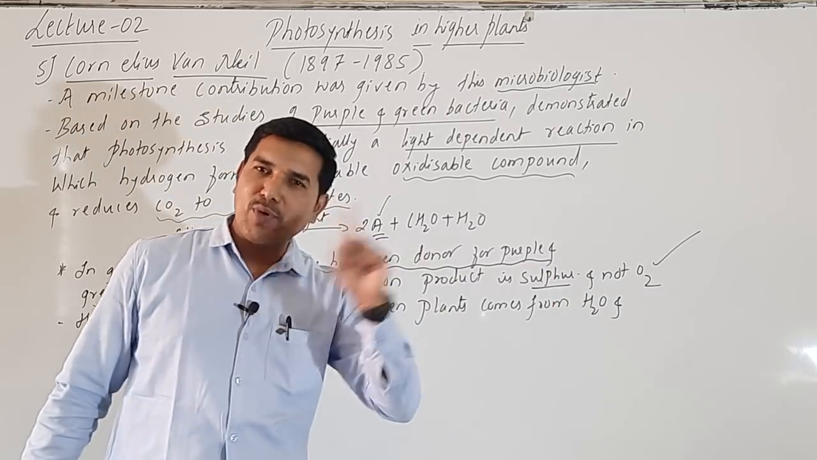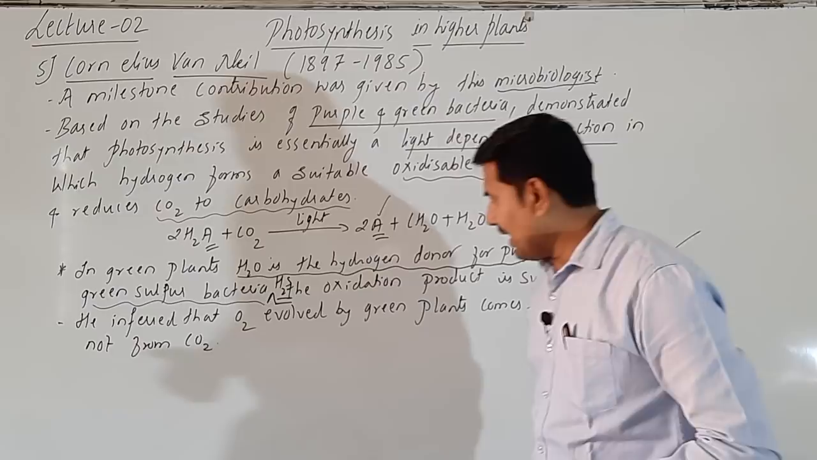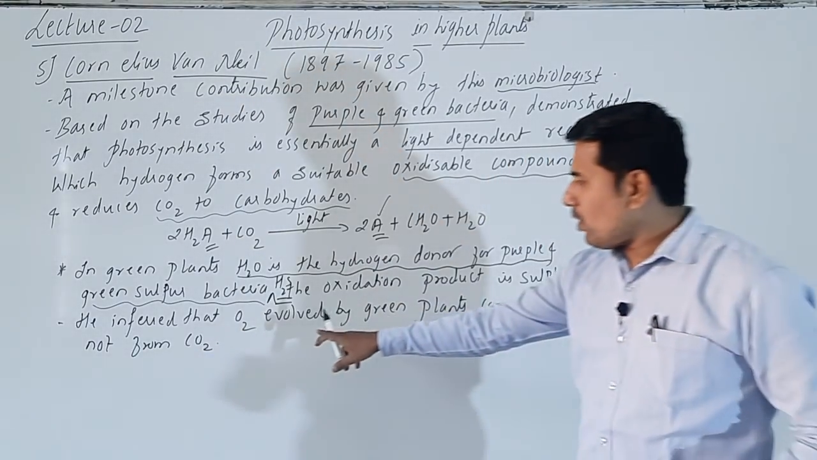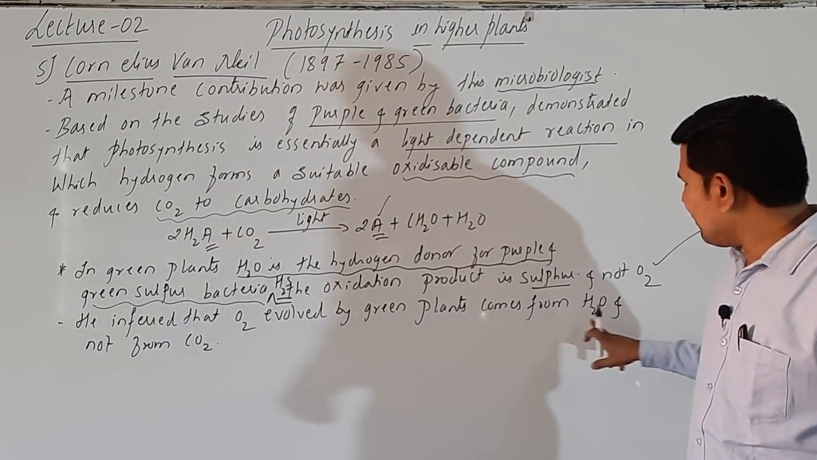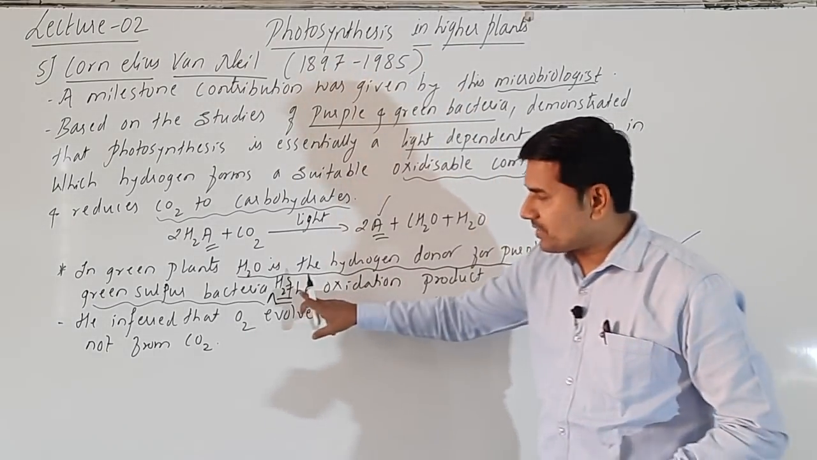If H2O is used, the product is oxygen. That was the statement which was drawn by Niel. Then he inferred that oxygen evolved by green plant comes from water and not from CO2 by using H2S, hydrogen sulfide.